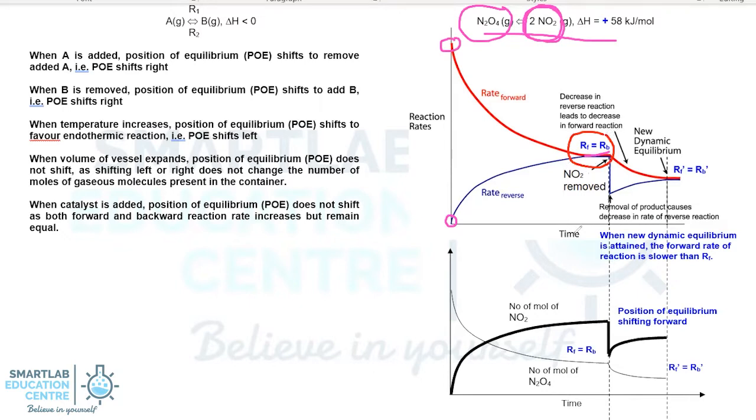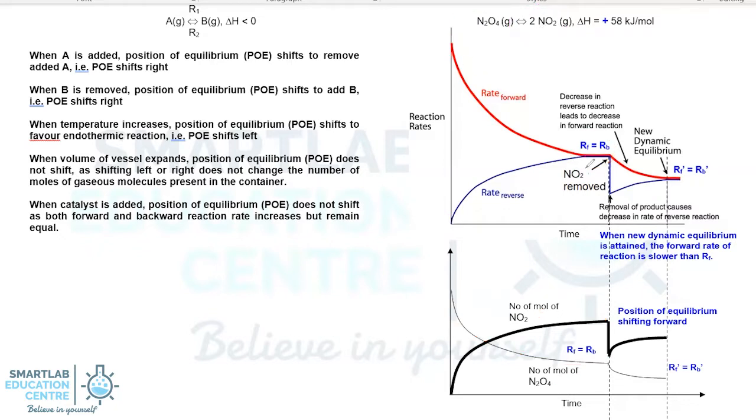So when dynamic equilibrium is attained, you will find, based on the graph, that the graph for N2O4 is declining, and conversely, your number of moles of NO2 graph is increasing. So dynamic equilibrium is attained at this position here.